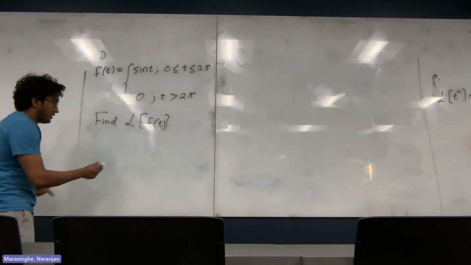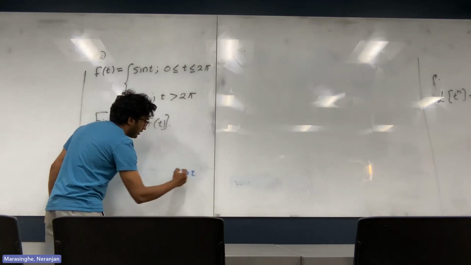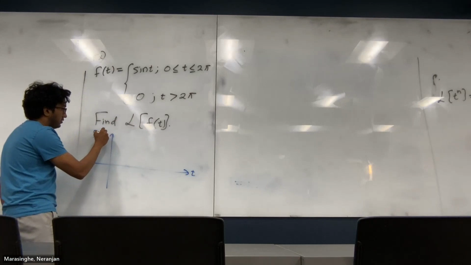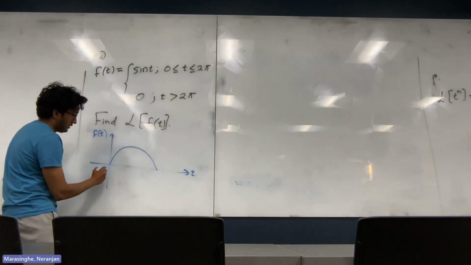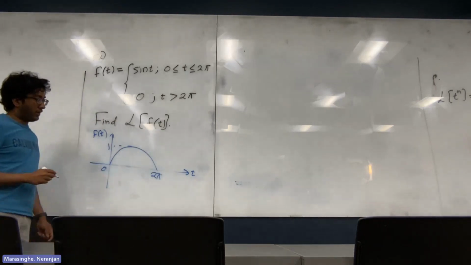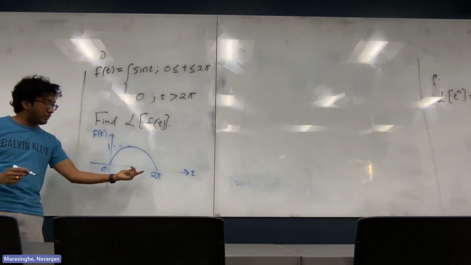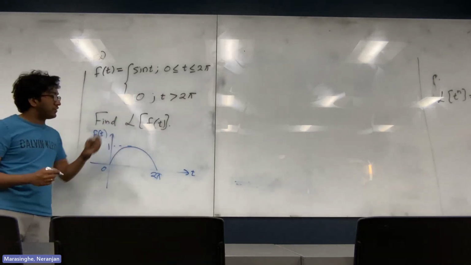So how do you sketch this function? You have to sketch sine t in between 0 and 2 pi. So your graph would look like this, 0 and pi. This is the graph of sine t in between 0 and 2 pi, and when t is greater than 2 pi, you have 0. So this is the graph of f(t).